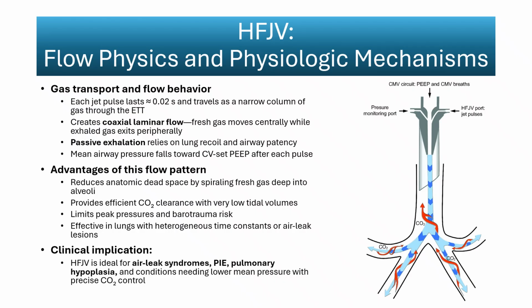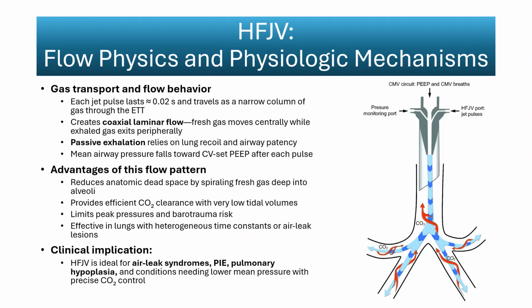High-frequency jet ventilation relies on the physics of high-velocity flow to deliver small, rapidly pulsed volumes of gas into the lung. Each jet pulse lasts about 0.02 of a second and produces a narrow column of laminar flow through the center of the endotracheal tube. This column carries fresh gas to the distal airways, while exhaled gas moves outward along the periphery of the lumen. The result is a coaxial flow pattern in which inspiration and expiration occur simultaneously in separate layers, providing continuous gas exchange with minimal volume displacement.